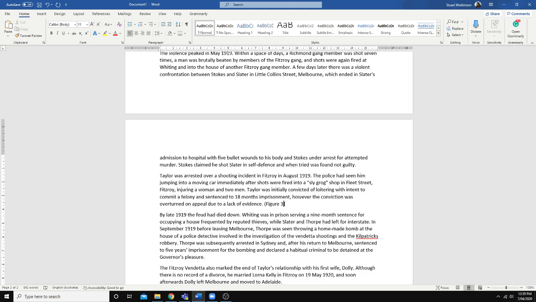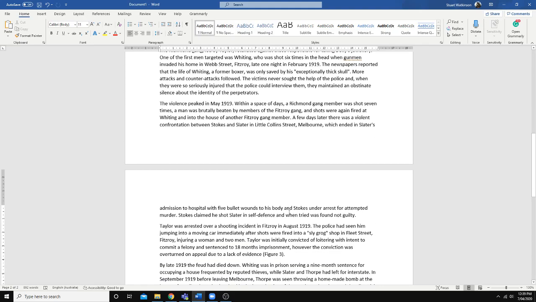figure three. Now you want to put your figure in the same sentence as what you're talking about. If the whole paragraph is on whatever there is in that figure, then do it at the end of the paragraph, like I've done with these ones.